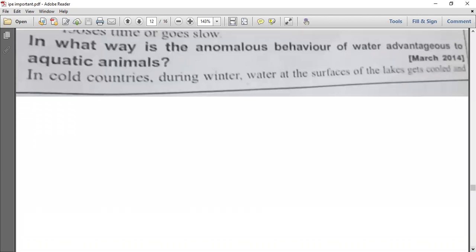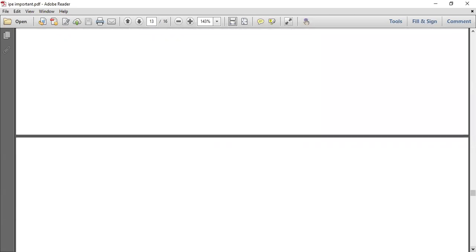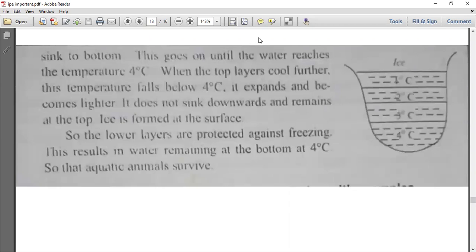In what way is the anomalous behavior of water advantageous to aquatic animals? In cold countries during winter, water at the surface of the lakes gets cooled and cooled. We know this. In the classwork, I have given it clearly. Thermal properties of matter. You can go through the classwork. Very nice notes are there. Just read the classwork once for this answer.